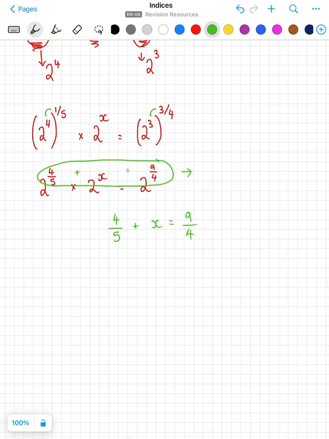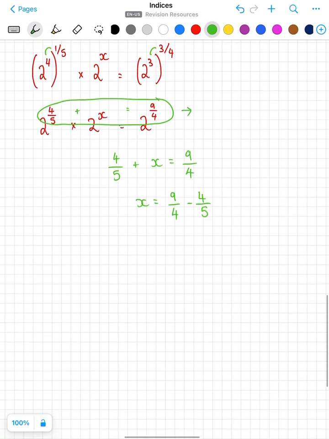To get the x on its own, we want to subtract 4 over 5 from both sides. So that's 9 over 4, take 4 over 5. When simplifying and subtracting with fractions, we want our denominators to be the same. So we're going to multiply our first fraction by 5, which is 9 multiplied by 5, which is 45, 4 times 5, which is 20. Subtract, second fraction we multiply it by 4, so we're left with 16 over 20.